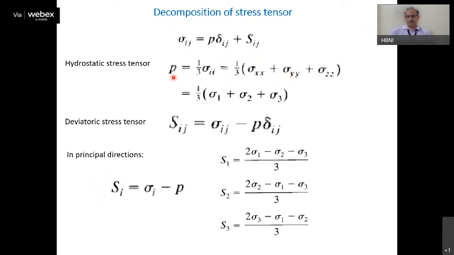Pressure is a scalar quantity that is related to the trace of the stress tensor. As we discussed, this is one of the invariants of the stress tensor. The remaining part is the deviatoric stress tensor, which can also be expressed in terms of the principal stress components like this.